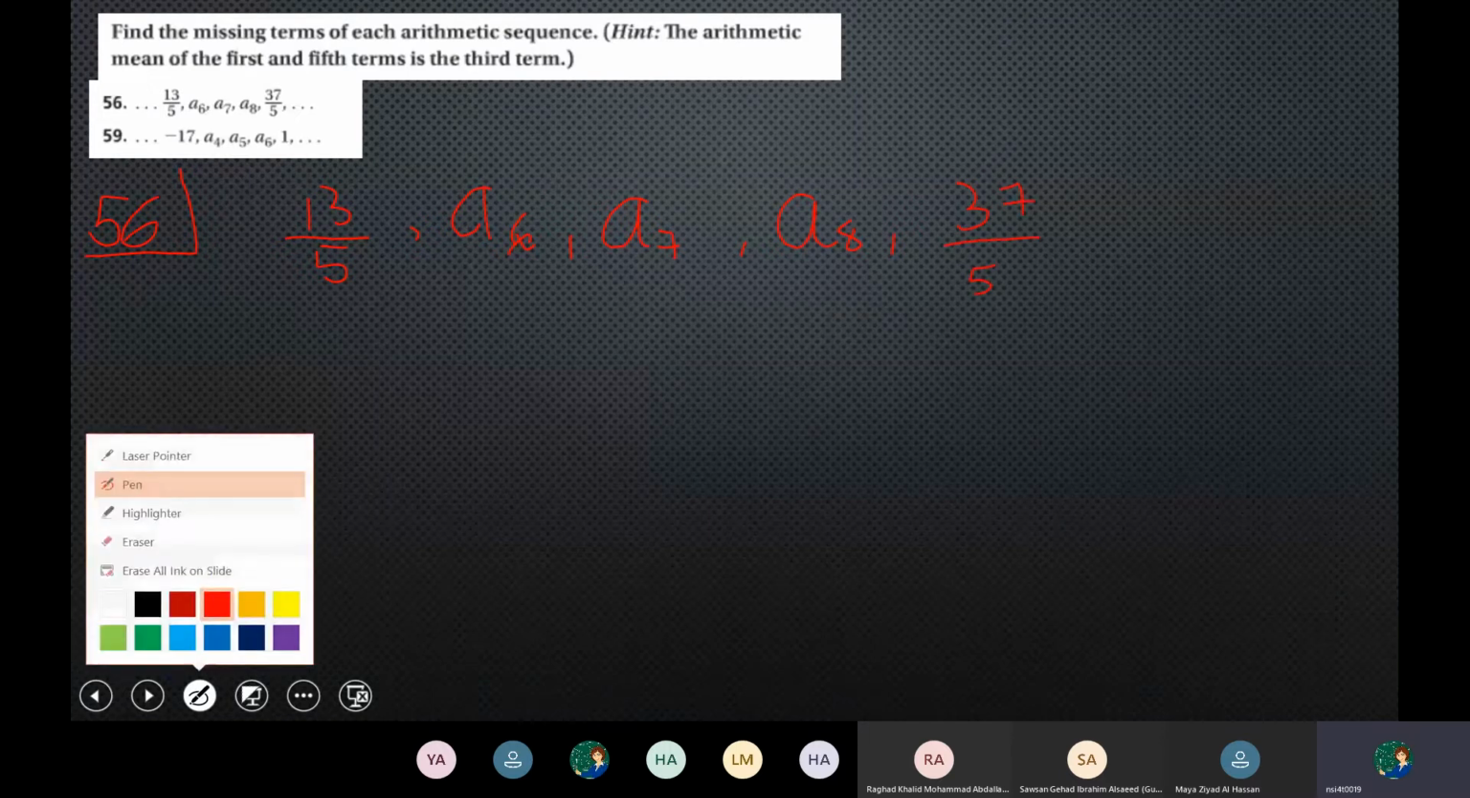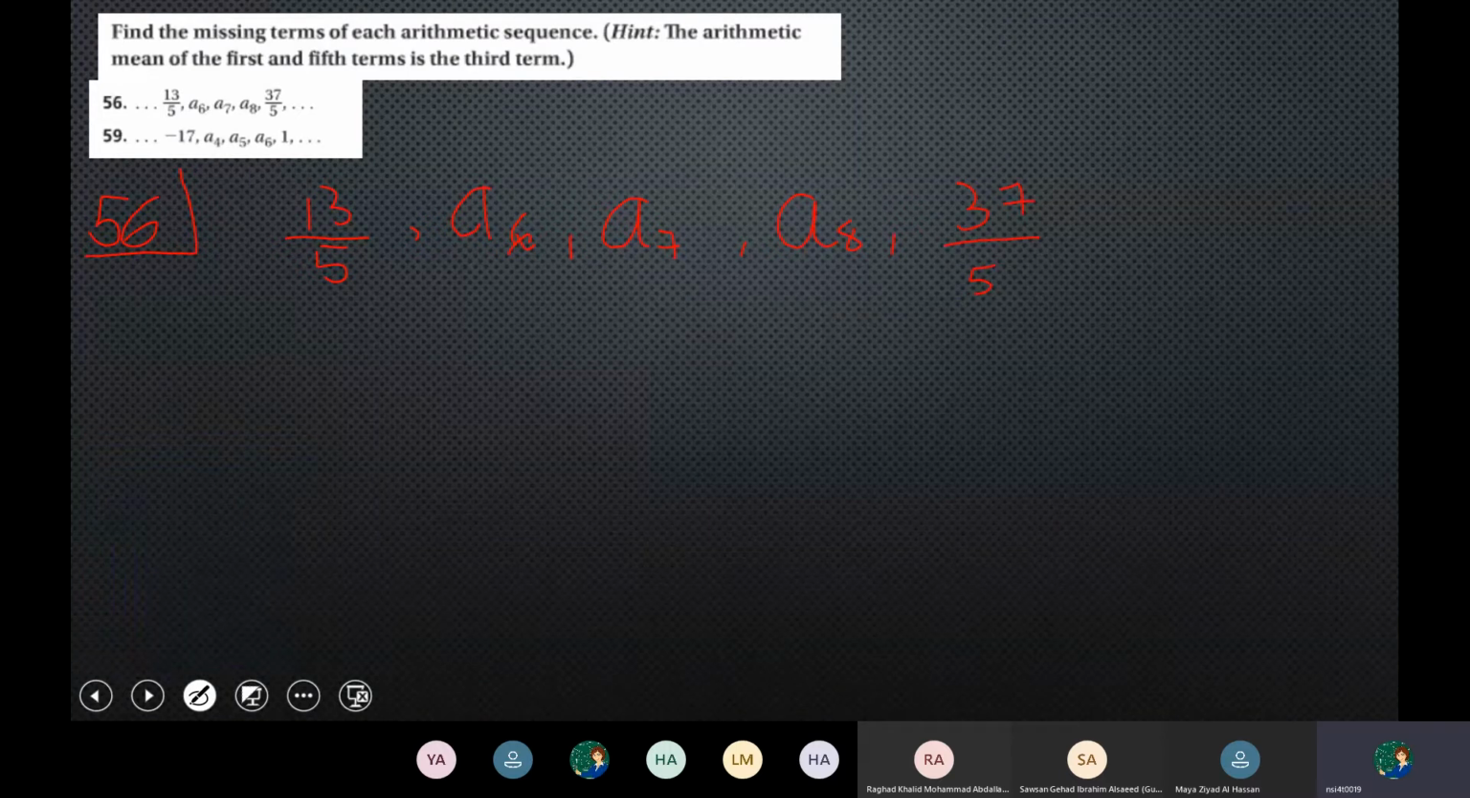Look at me here. In number 56, you have a number of terms. This is A5, 13 over 5. And then A6, and then A7, and then A8, and then 37 over 5, which is A sub 9. So here I have A5 and here I have also A9. It says now find the missing terms.